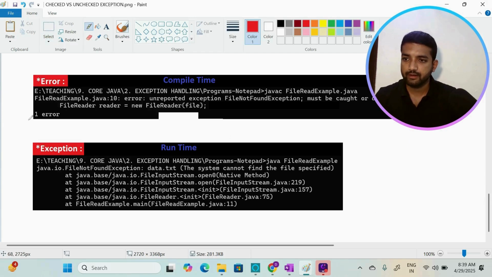So this is an error at compilation time. If you don't handle it, see this line number, this is an error. This is not an exception. It will come at compilation time: unreported exception. If you did not report this exception, FileNotFoundException, please handle this. It must be caught or declared. This is the exception about file not found at runtime. See, this is clearly telling FileNotFoundException, but at compilation time it is an error.